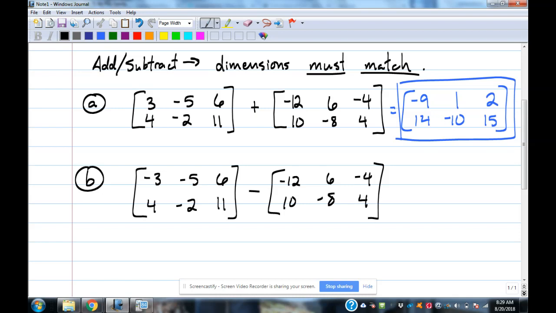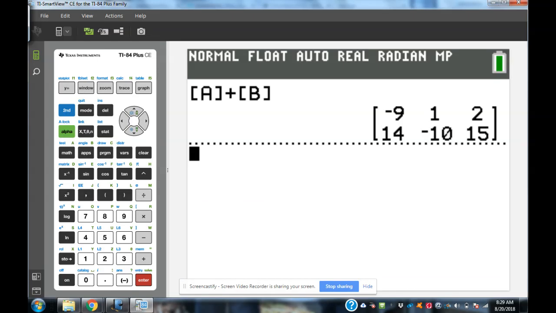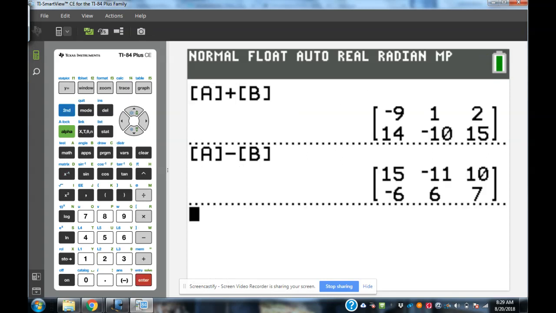All right, subtraction. We've already got those entered in our calculator. We could do that subtraction really easily just by going to our calculator and getting matrix A minus second matrix B. And we crank that out. We get a 2 by 3 matrix back.